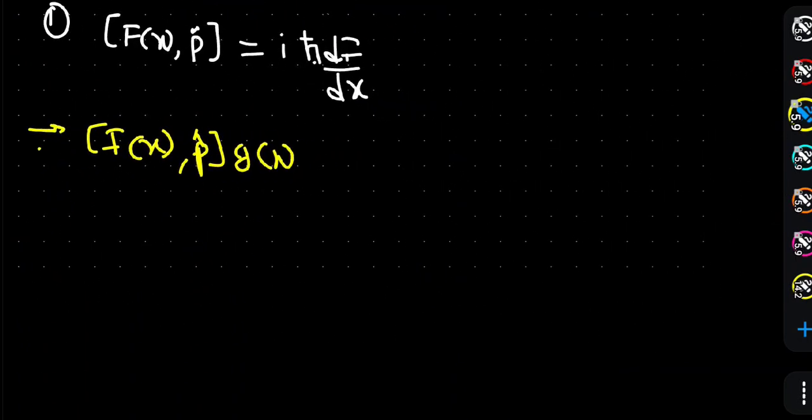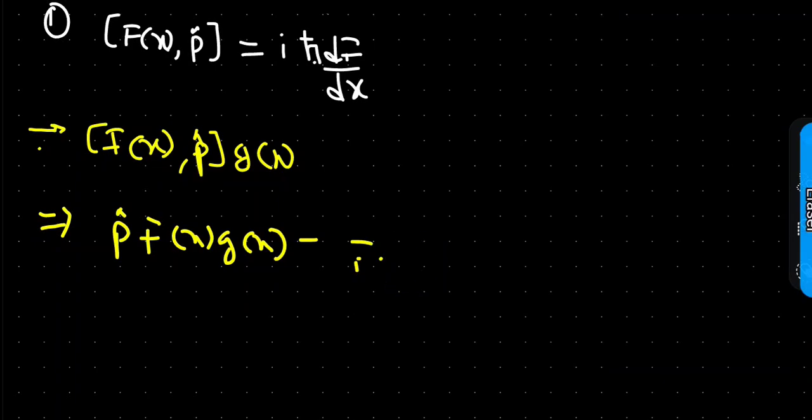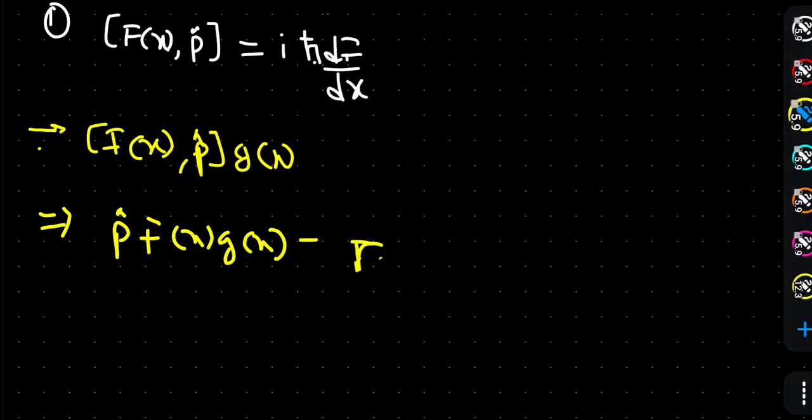So now there's the real game. According to the commutation relationship, we evaluate this. You will get the momentum operator, then f of x first of all acting on g of x, then minus f of x, then the momentum operator acting on this g of x.